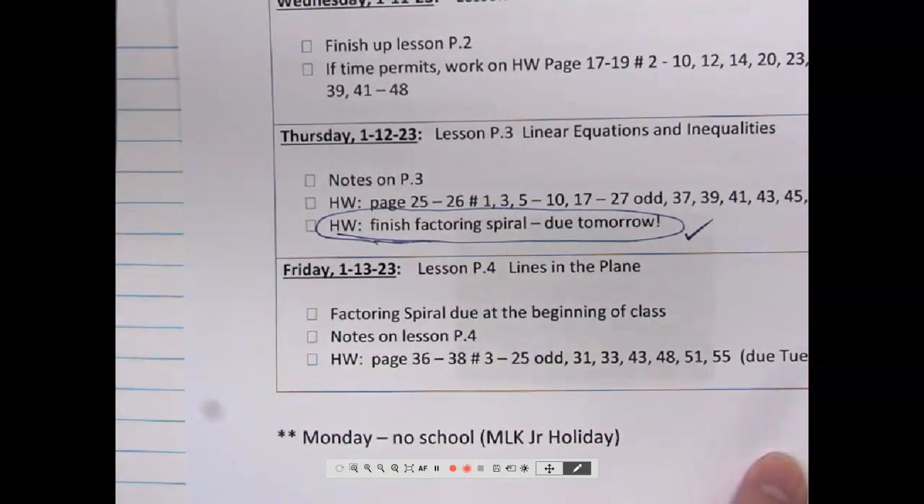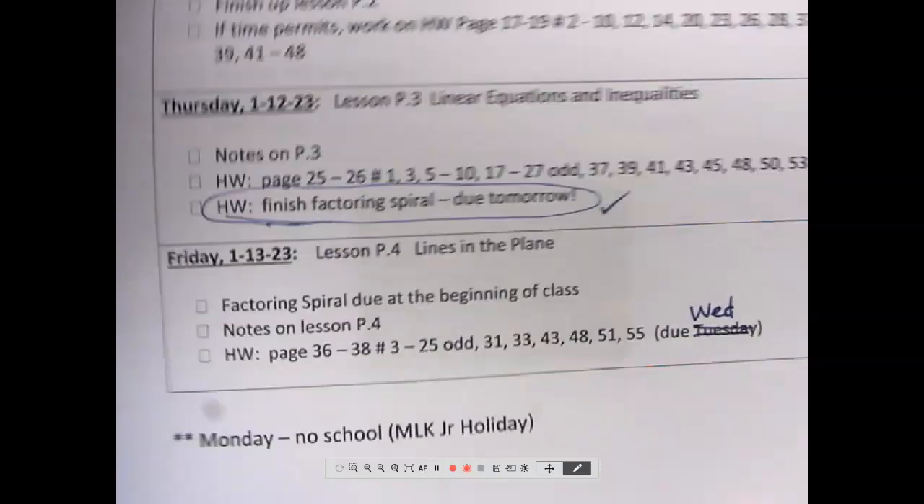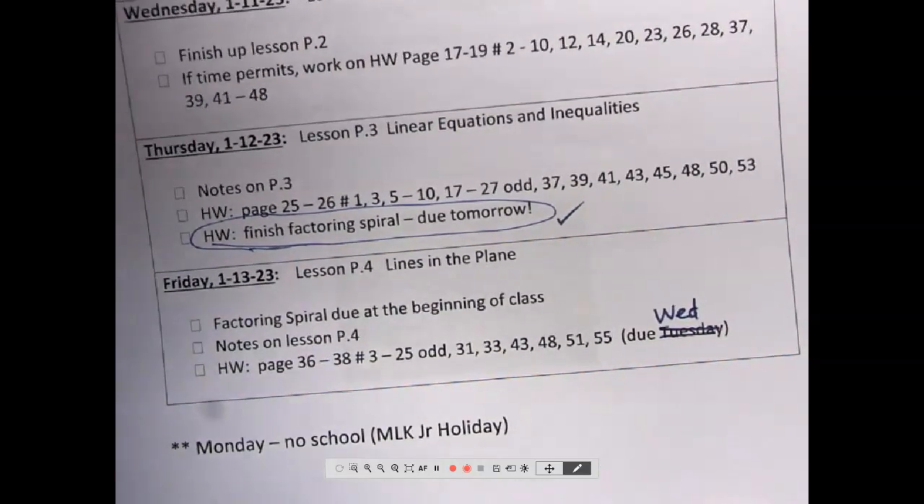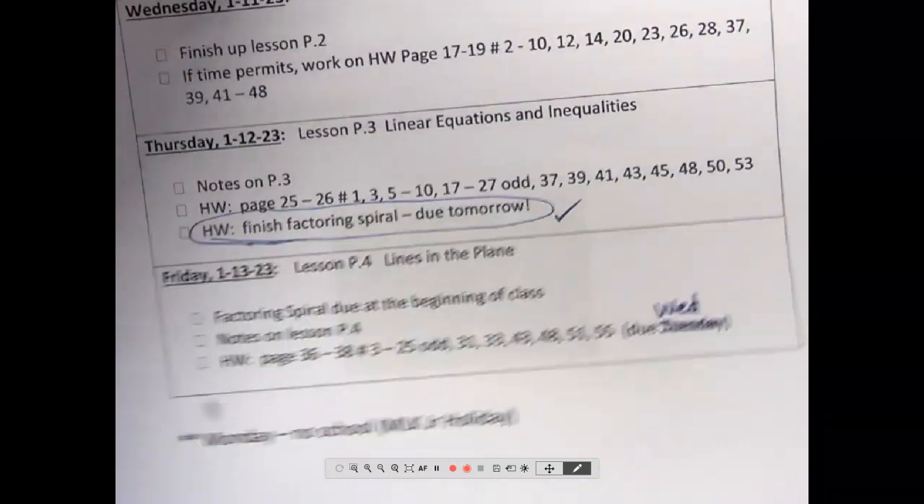This homework here, gentlemen, it says it's due Tuesday, but we'll actually finish up this lesson on Tuesday, so this is actually due Wednesday. Okay, so you might want to make that change. And that will be due on Wednesday. All right.